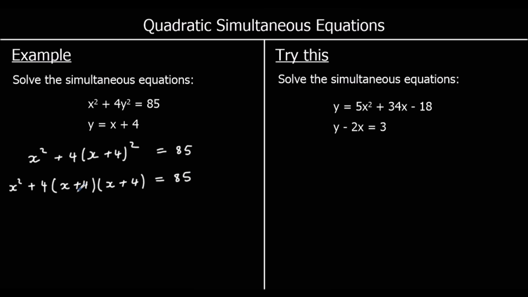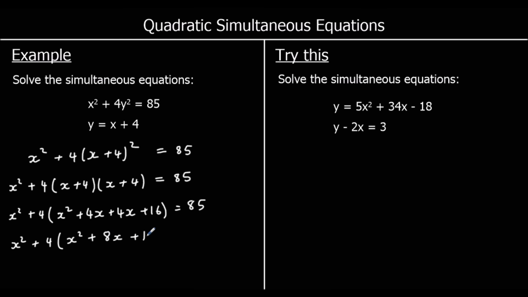So we're going to expand these brackets and then multiply everything by 4. So I'm going to keep a bracket there, and I'm going to expand these brackets. So x times x is x squared, x times 4 is 4x, 4 times x is 4x, and 4 4s are 16. And I'm going to simplify that by collecting like terms. 4x plus 4x is 8x.